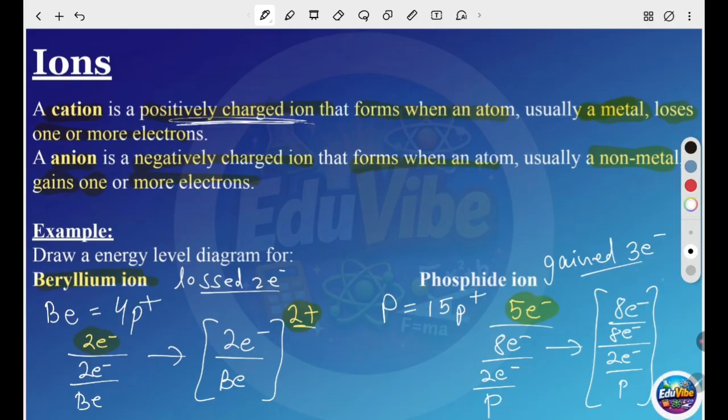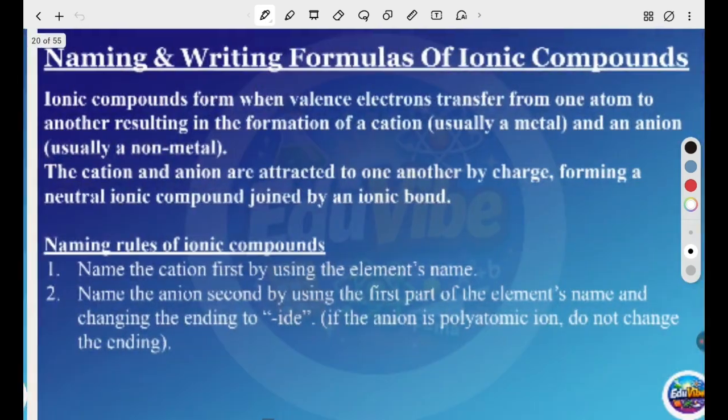We put the bracket on this and put 3 minus. So here we get the negatively charged ion. So it's 3 negative. So that's how you make the energy diagram for the ions.